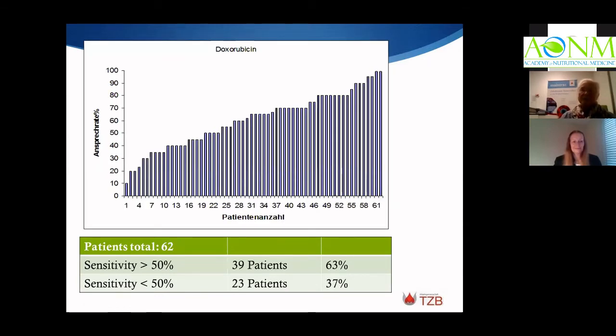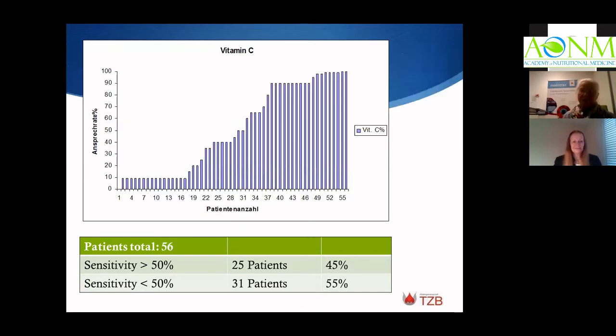This is somewhat better, but doxorubicin is also much more cytotoxic and toxic to the patient. So the improved effectivity on the tumor cells is brought by a higher cytotoxic or toxic agent. This is vitamin C.